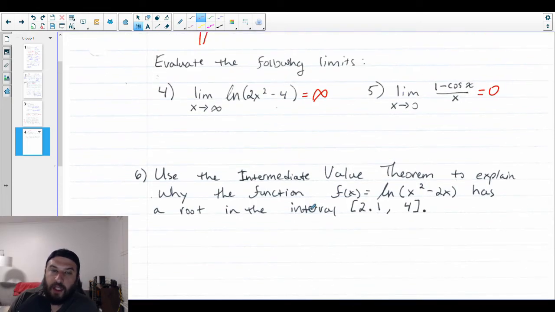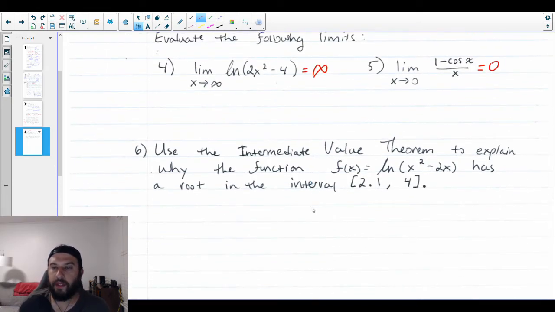All right, last question. Use the intermediate value theorem. So we're going to have to do something with continuity to explain why the function f of x equals ln of x squared minus 2x has a root in the interval 2.1 to 4.